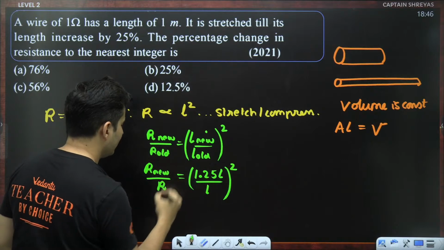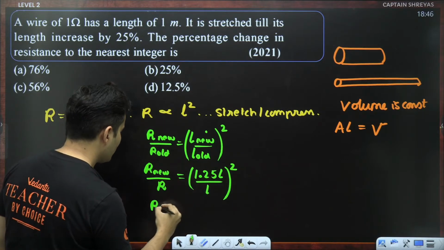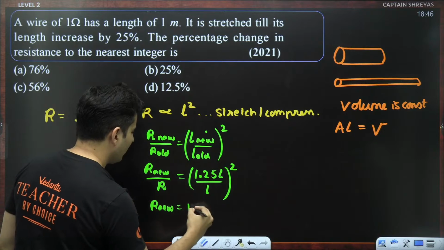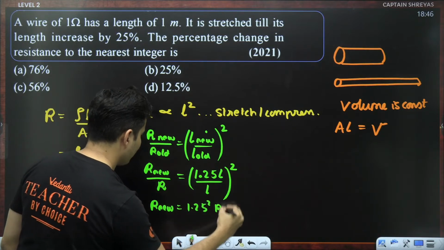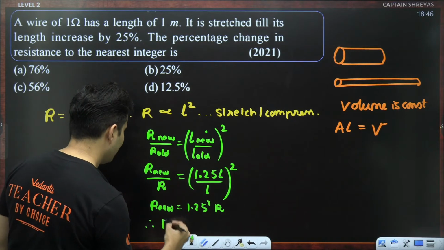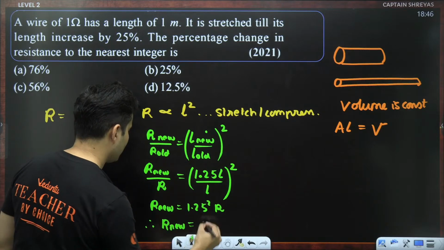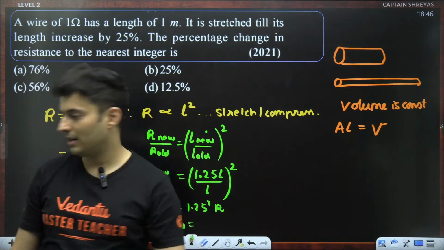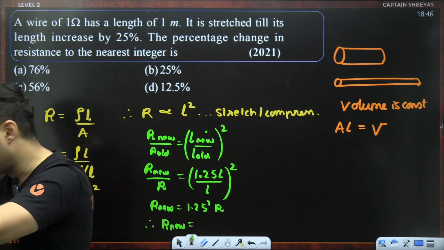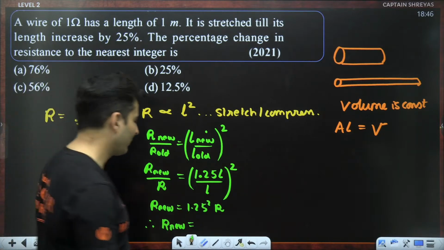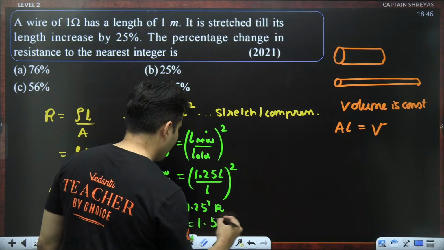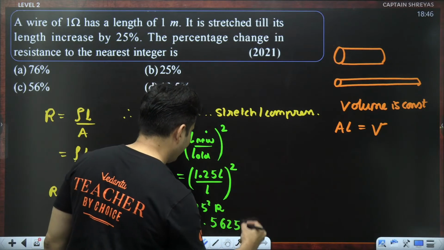New resistance, I don't know. What is the old resistance? It is R. L got cancelled. So what is the new resistance? It is 1.25 square times the old resistance. So how much is that new resistance? 1.25 square. 1.5625. Perfect, Harborang. Wow. Very good. 1.5625 times of R.